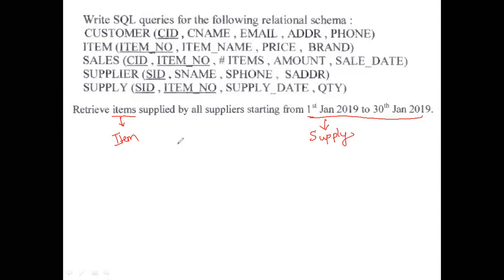So how to link these two tables? Just identify whether there are any common attributes between item and supply. Are there any common attributes? Yes. That is the item number. So these two tables can be joined using the condition I dot item number is equal to S dot item number. So that is a join condition.